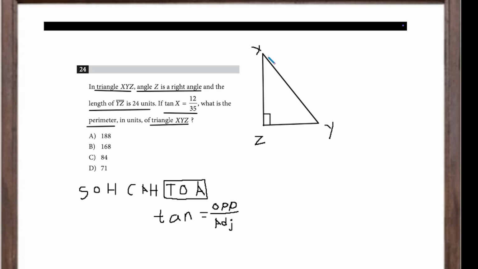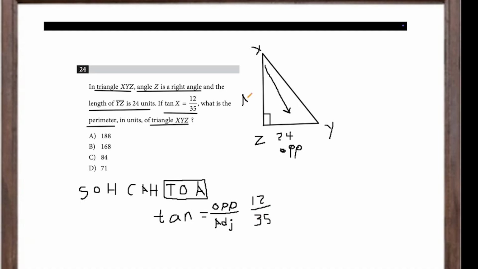So I'm going to show you guys our opposite and adjacent sides. So we have tan X. ZY is going to be our opposite side as it's directly across from my angle X. So 24 is opposite. And XZ is going to be the adjacent side because it's directly touching our angle and is not the hypotenuse. So I'm going to draw out our tan ratio, which is 12 over 35.